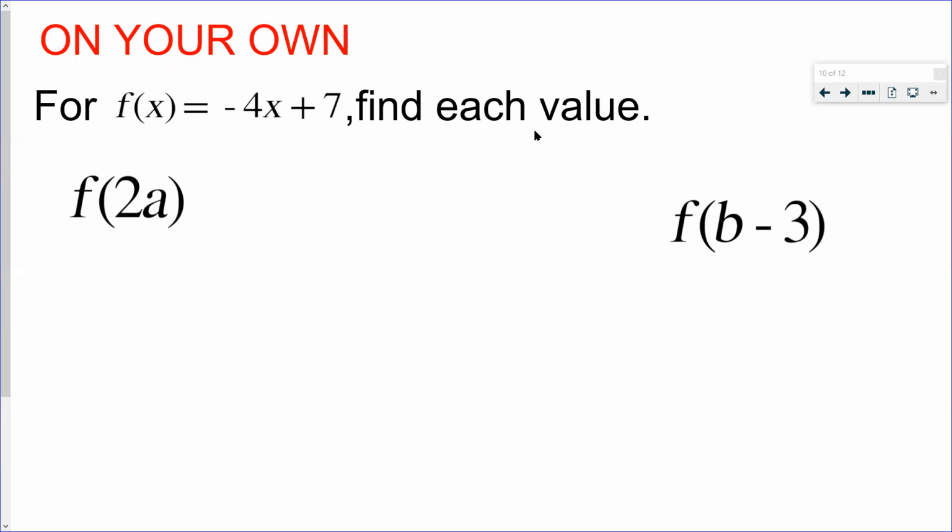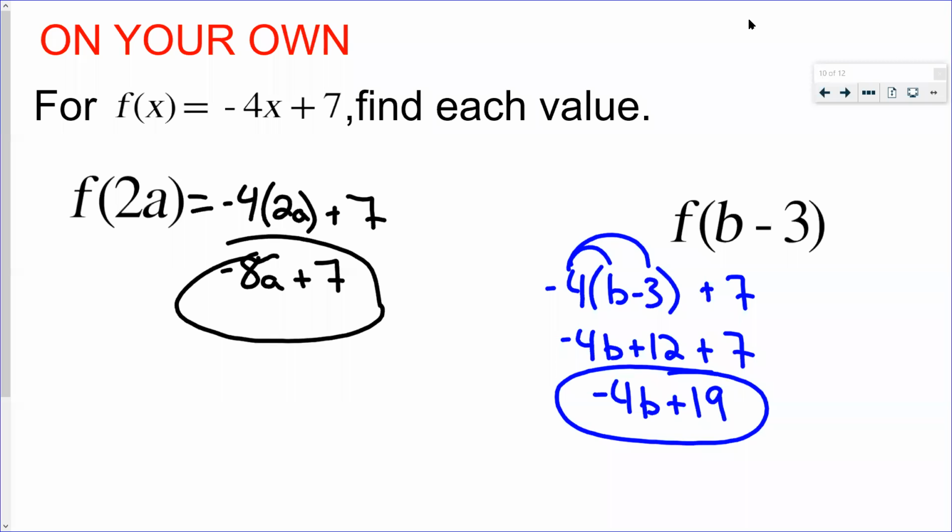Pause now. All right, so now if we plugged in f of 2a, we should have gotten negative 8a plus 7. If we plugged in that 2a, we still have to take the negative 4 times that 2a. That's what gives us that negative 8a.